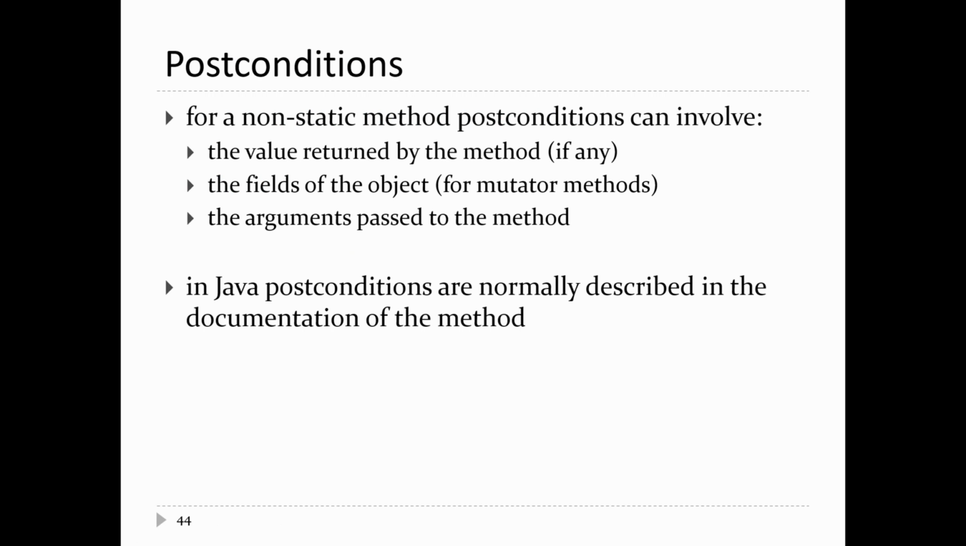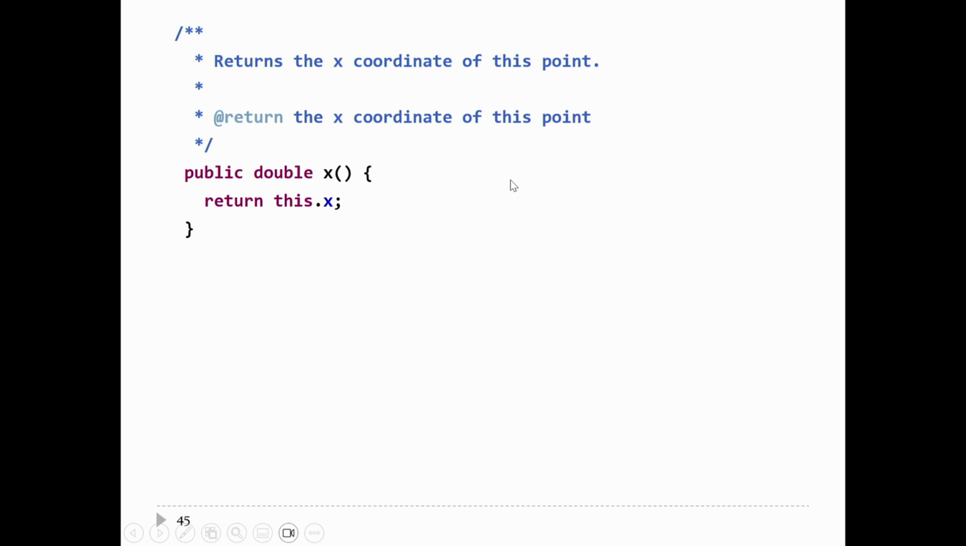Again, postconditions are normally described in the documentation of the method using plain English rather than mathematical expressions. So what is the postcondition for the method x in the Point2 class? What does x do? Well, it returns the x coordinate of the point. That would be your postcondition here. If you have a return tag, that's also part of the postcondition. This method promises to return the x coordinate of the point. That looks pretty straightforward.